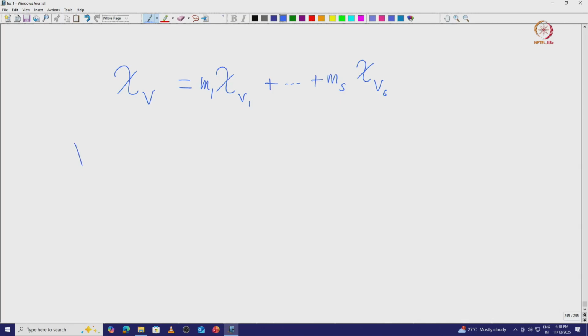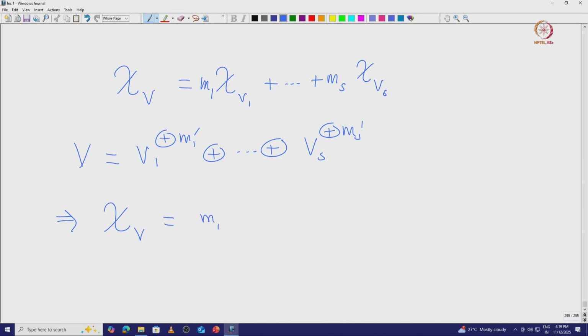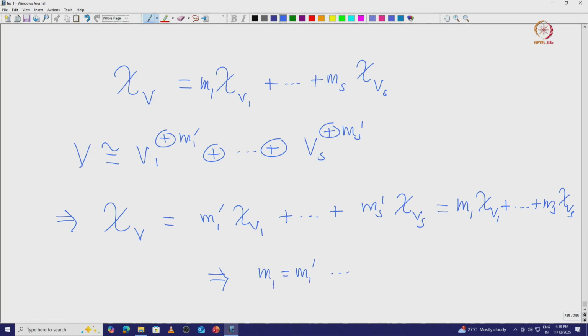Now from this we can see that if we have some other way of decomposing V into a direct sum of irreducible representations, then we might have a different set of multiplicities, but that would immediately imply that chi V is given by M1 dash chi V1 plus etc. plus Ms dash chi Vs. But since the character does not change under isomorphisms, this is exactly equal to M1 chi V1 plus etc. plus Ms chi Vs, and since the irreducible characters are linearly independent, that would immediately imply the multiplicities must match. That means M1 equals M1 dash, etc.